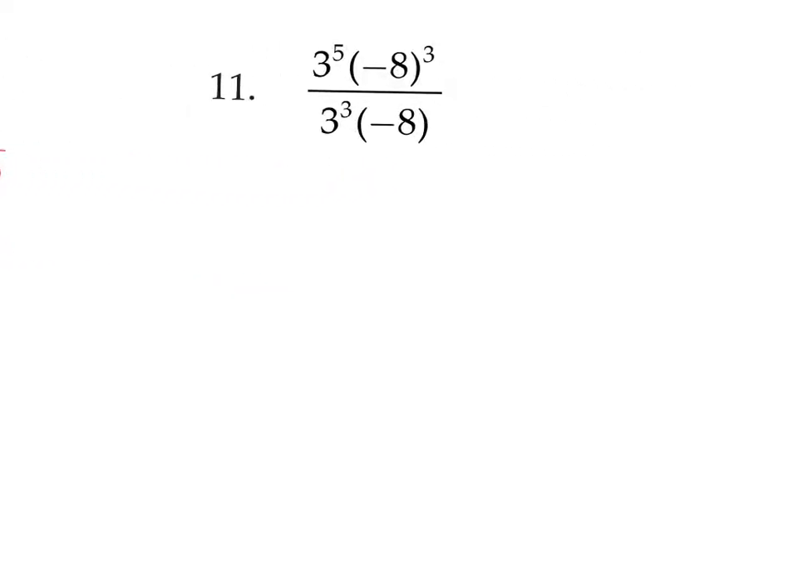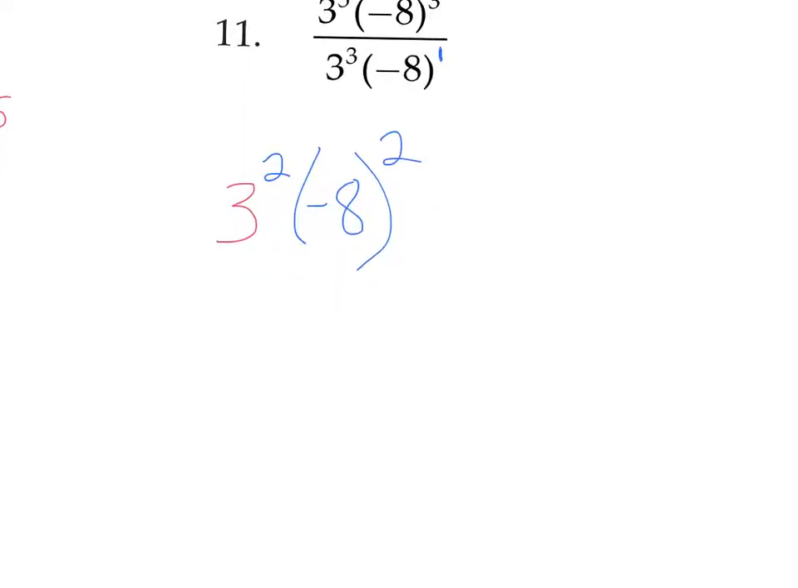Here we have a couple of different bases. We've got a 3 and a negative 8. So we're going to have a 3. We're going to subtract 5 minus 3 to give us an exponent of 2. And a base of negative 8 with an exponent of 3 minus 1, which is 2. We could multiply this out. These are not big numbers. We could. Maybe we should do that.